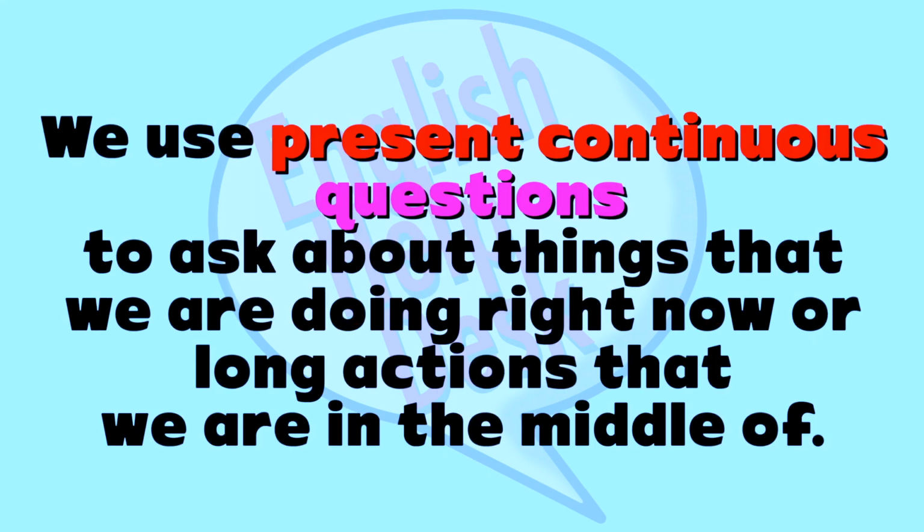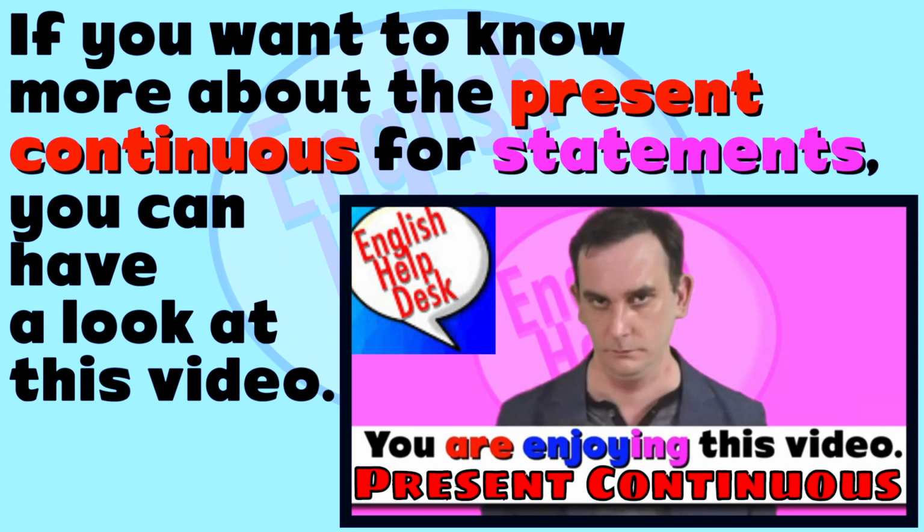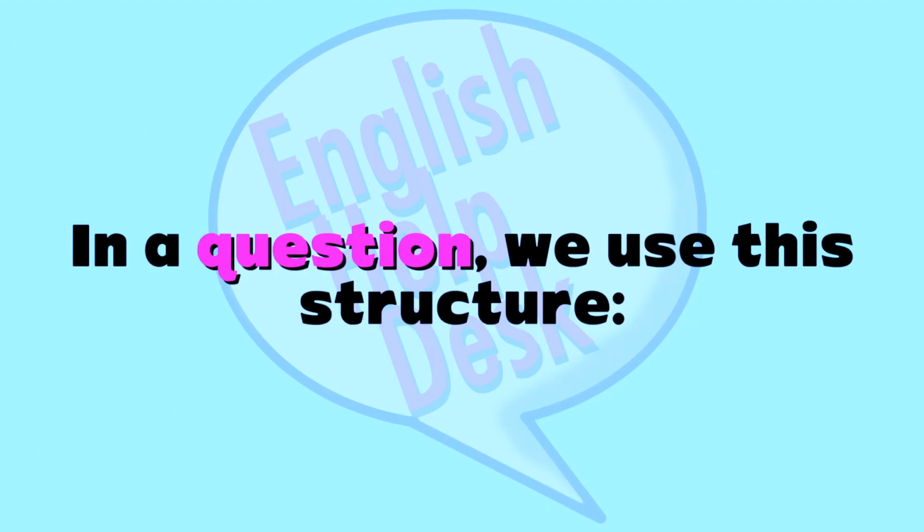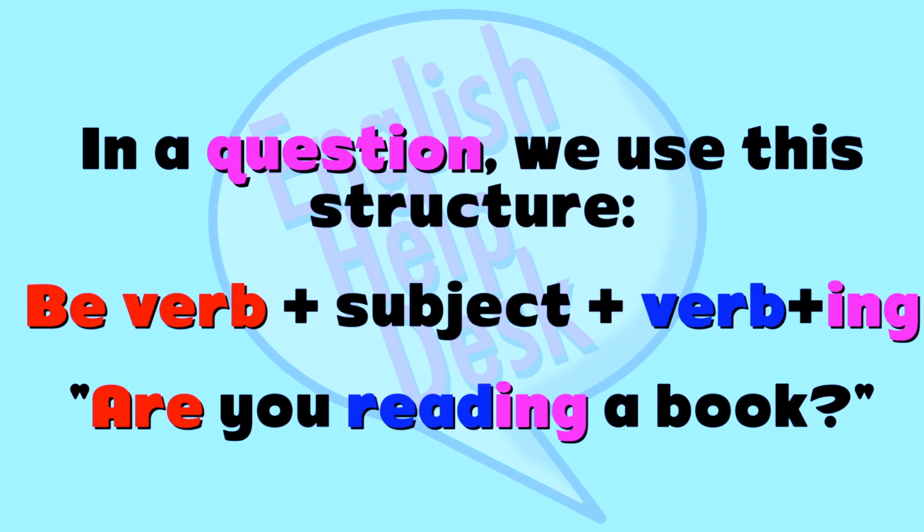We use present continuous questions to ask about things that we are doing right now, or long actions that we are in the middle of. If you want to know more about the present continuous for statements, you can have a look at this video. In a question, we use this structure: be verb plus subject plus verb plus ing.